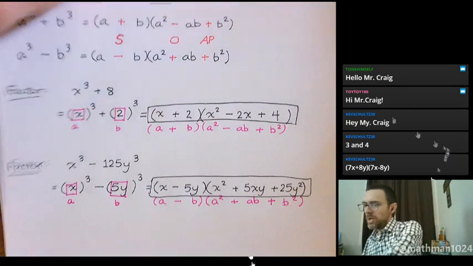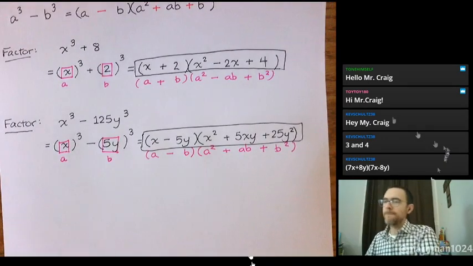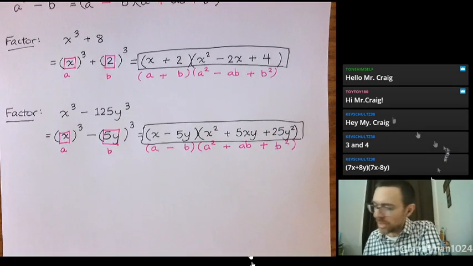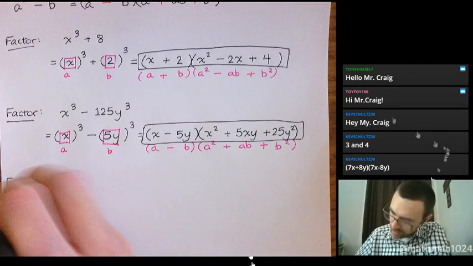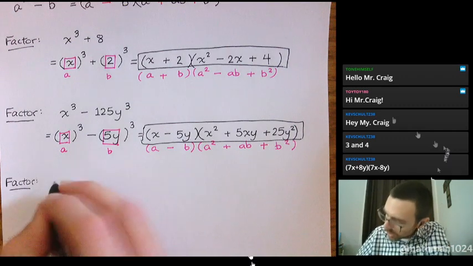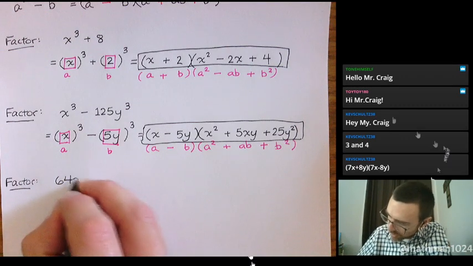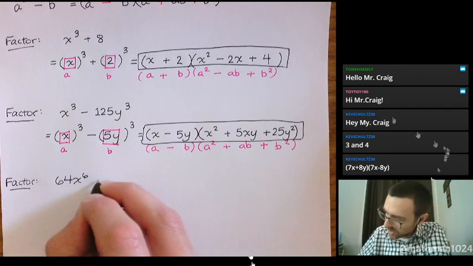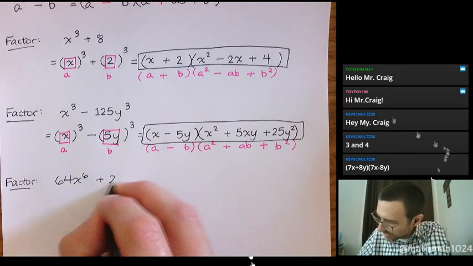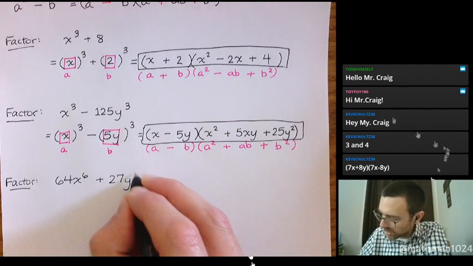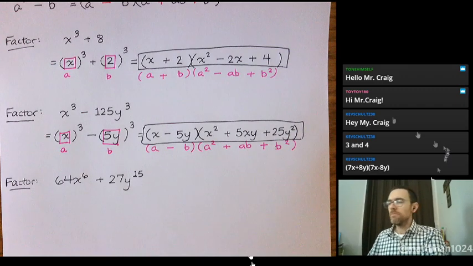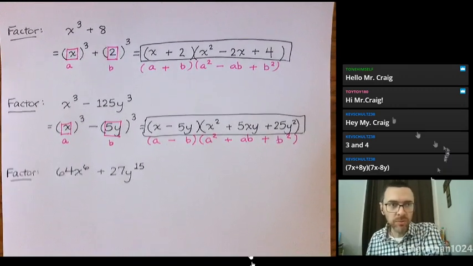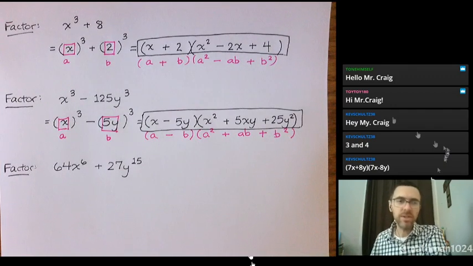And let's wrap it up with this problem. So 64x to the 6th plus 27y to the 15th. Again, we always want to make sure that we are mindful of looking for the greatest common factor before we just dive in and do stuff. But there is no common factor here.